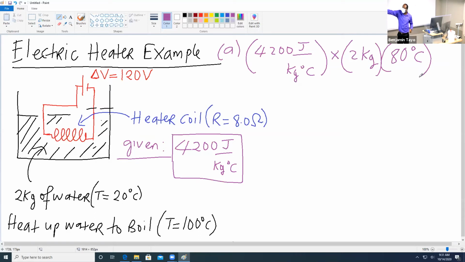Now, do you see that this calculation makes sense because the kilogram is going to cancel with the kilogram and the degree Celsius is going to cancel with the degree Celsius? So what do we end up with? We end up with just joules. That's an energy, right? So let's punch that on the calculator and see what we get. We multiply 4,200 by 2, and then we multiply this by 80. So this number is equal to 672,000 joules.